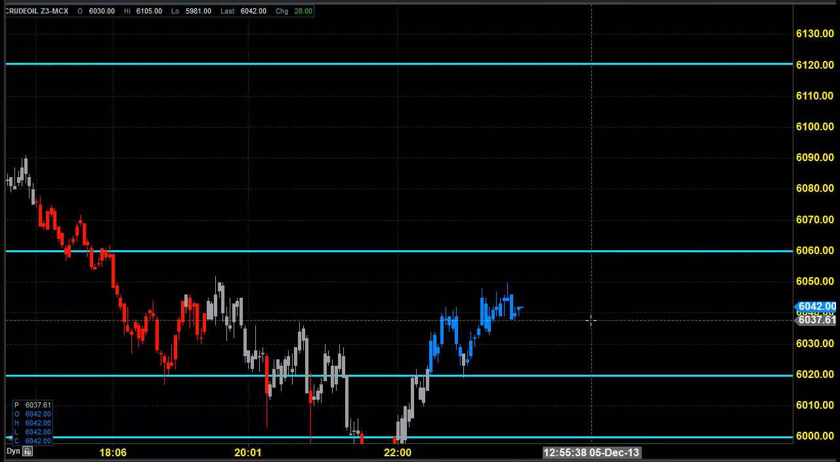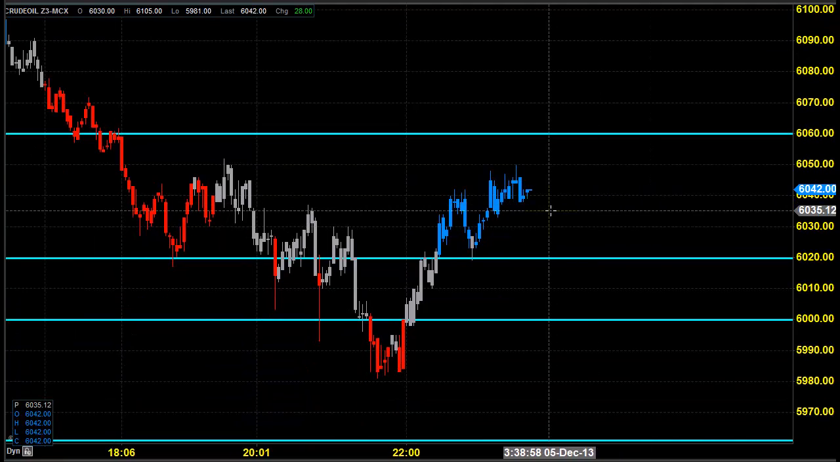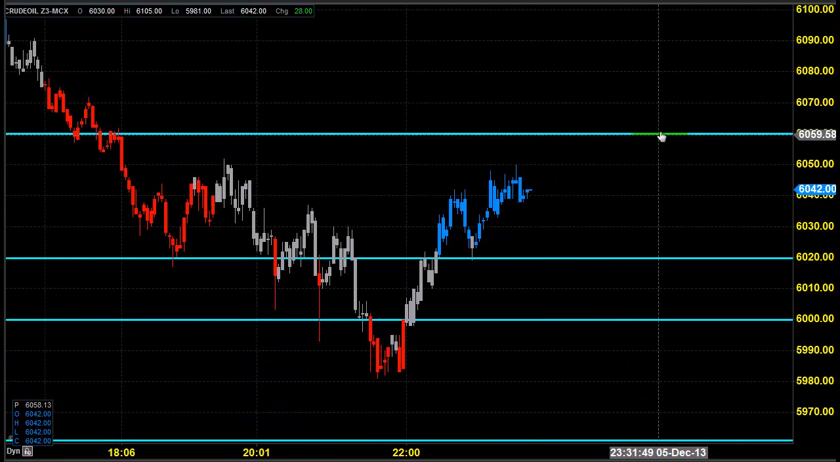But in order for the crude price to move higher, we strongly expect the price to have a closing above 6060, so that it can give a clear green signal for all the buyers, moving in line with the trend.